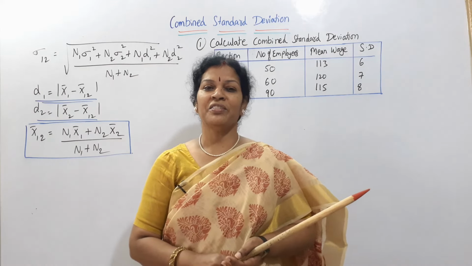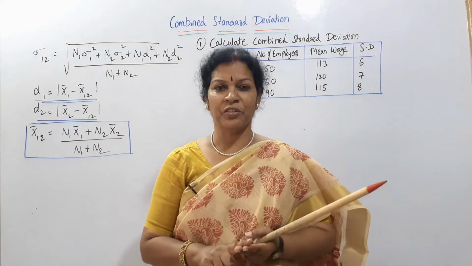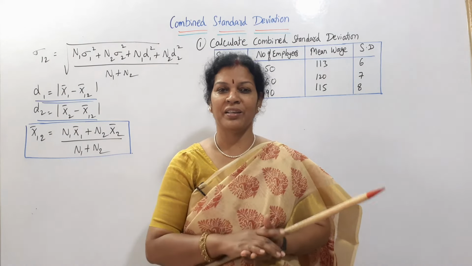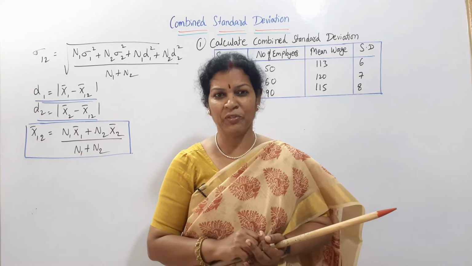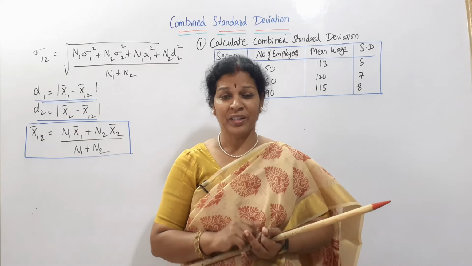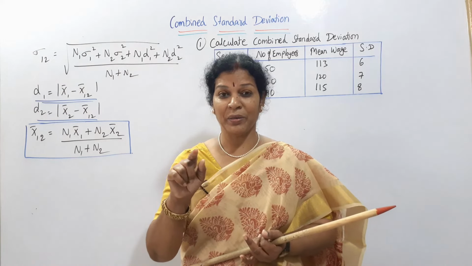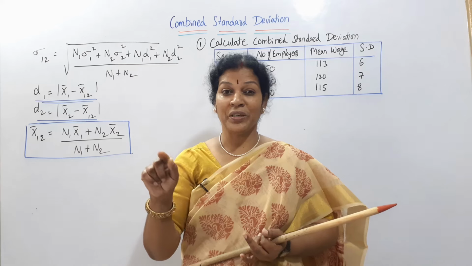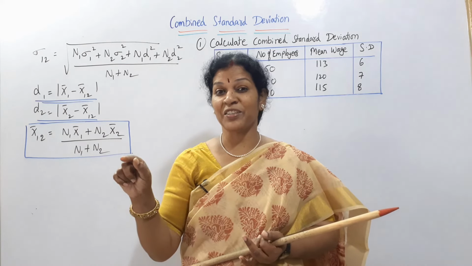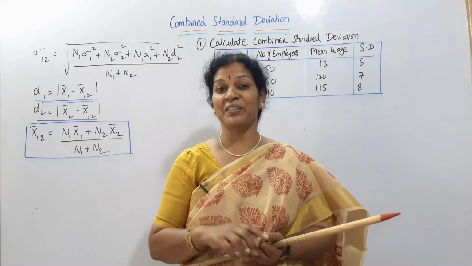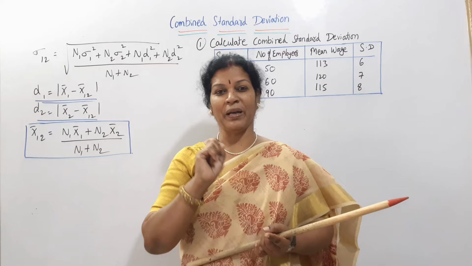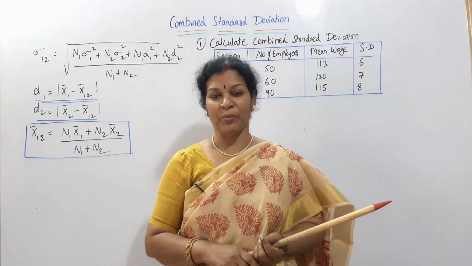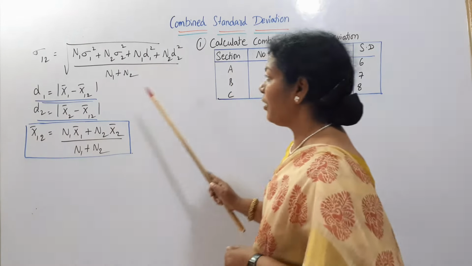Here in combined standard deviation, for calculation you have to remember the formula. This is just like combined mean. Combined mean formula, did you remember? N1 x bar 1 plus N2 x bar 2 plus N3 x bar 3 by N1 plus N2 plus N3. Combined mean. In the same fashion, combined standard deviation formula also. Let's focus. The formula is this.